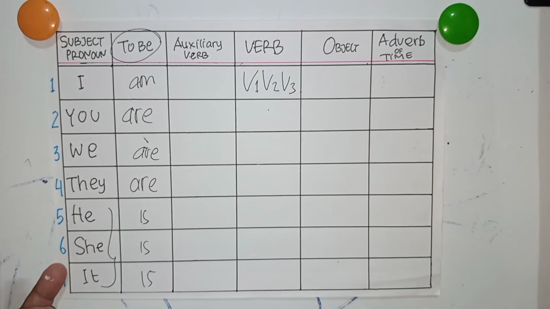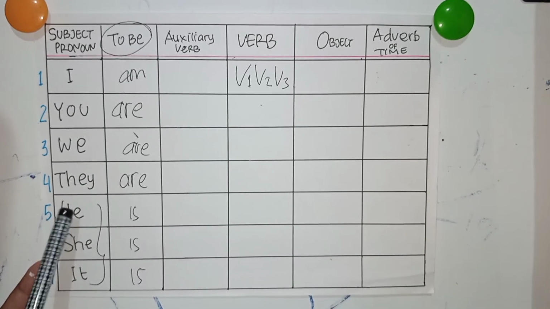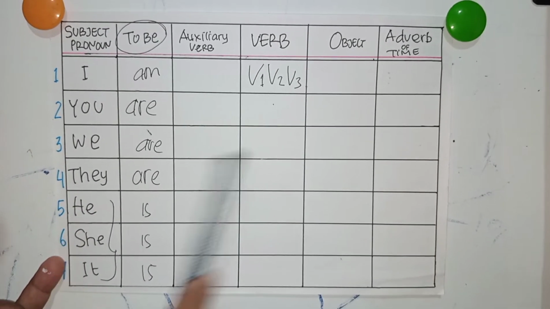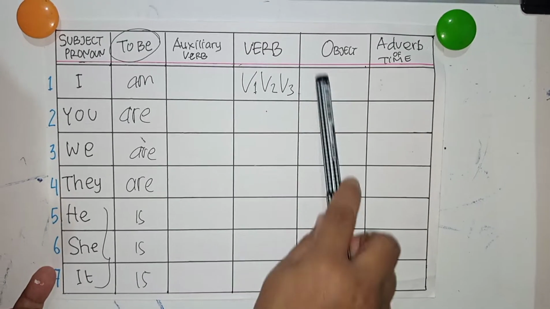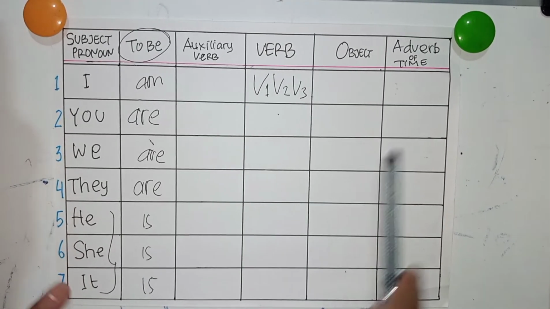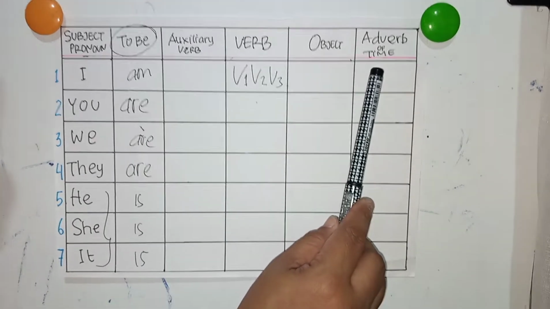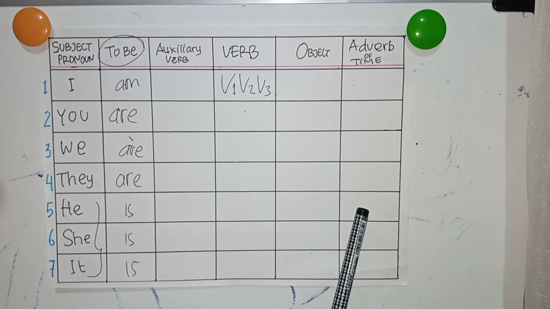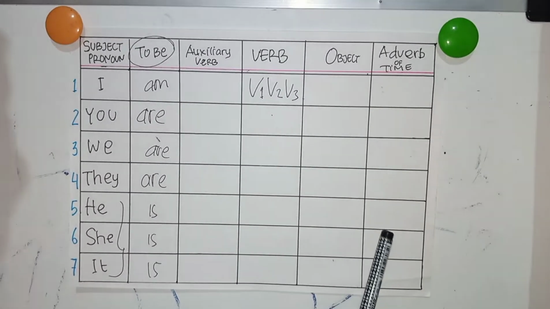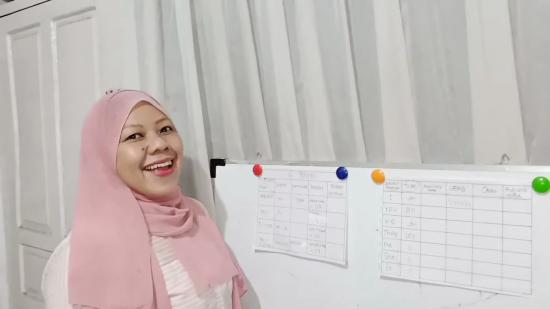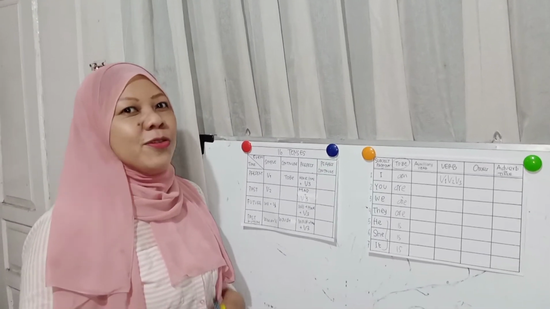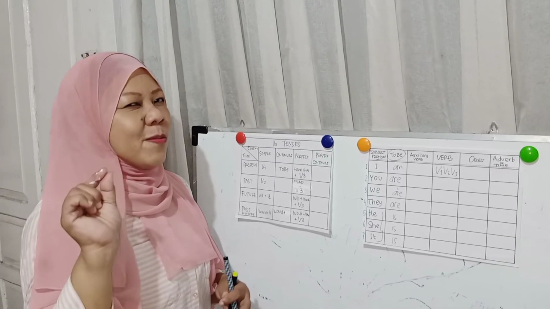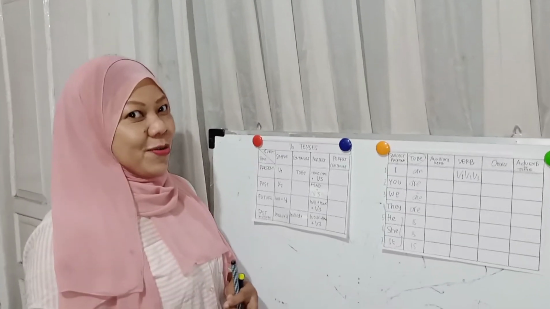Meanwhile, in the simple present, this he, she, it will use the verb 1 plus s. The object, you can use any kind of object, and for the adverb of time, you can use accordingly to the tenses. Now, let's go to the 16 tenses. There are 16 tenses that you need to understand in English, but actually you just need to understand small amount of it if only you know the key.